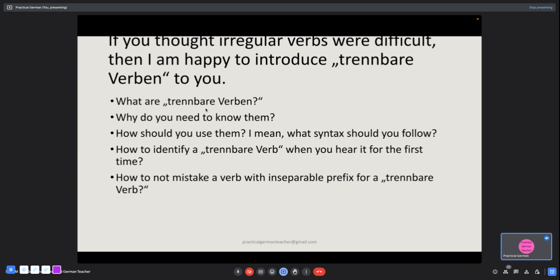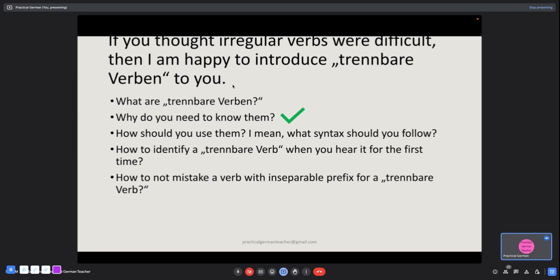So the first one, I mean, you don't need to know, but let's see. What are Trennbare Verben? Trennbare Verben are nothing but verbs which are separable. In English we just have normal verbs, but in German we have verbs where you will have to separate the verb and keep a specific part of the verb somewhere else. Just understand this: Trennbare Verben are nothing but separable verbs.